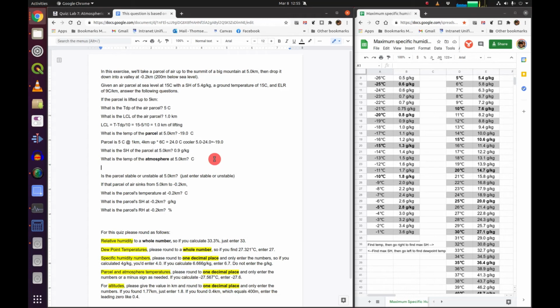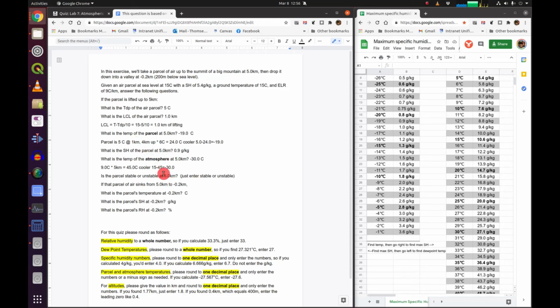What's the temperature of the atmosphere? So the atmosphere, we know what the temperature at the surface was, 15 Celsius, and we know what the ELR is. So it's going to cool by 9 Celsius as it goes up for 5 kilometers equals 45 C. So 15 minus 45 equals negative 30.0. So the temperature of the atmosphere is negative 30.0 Celsius.